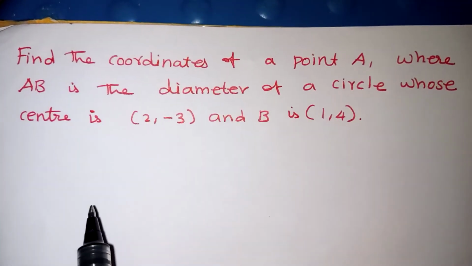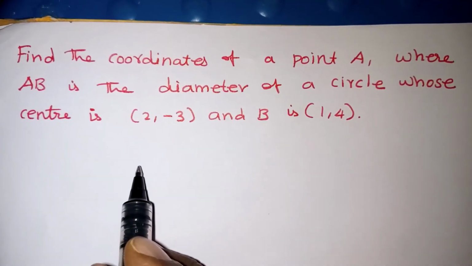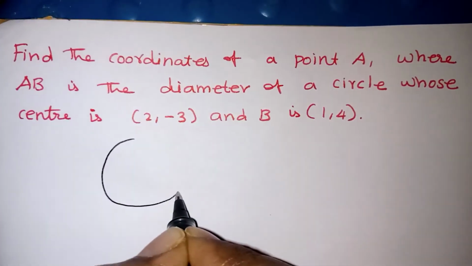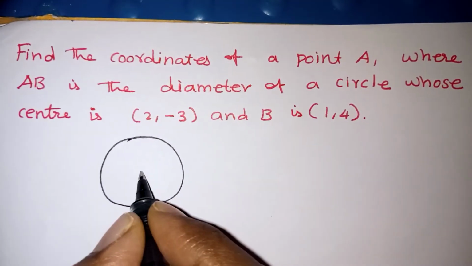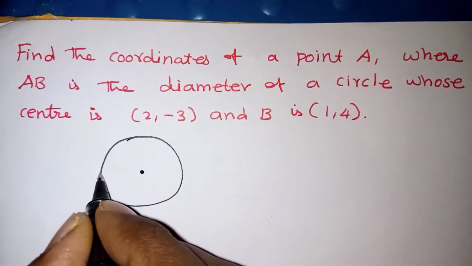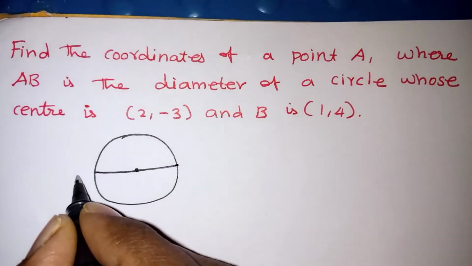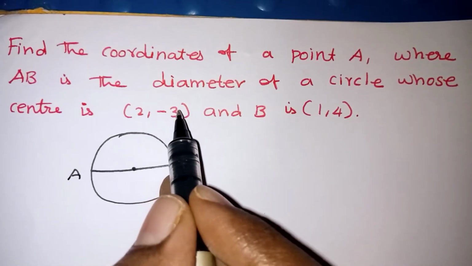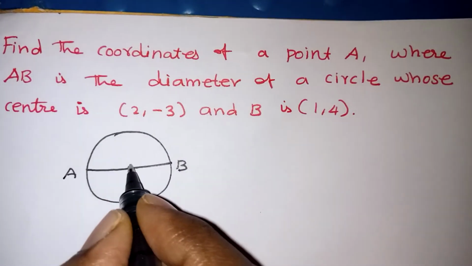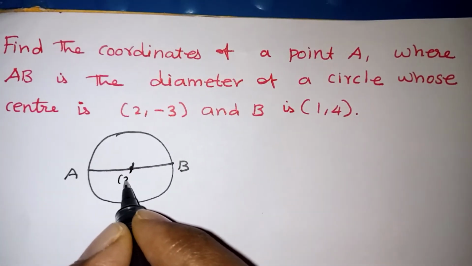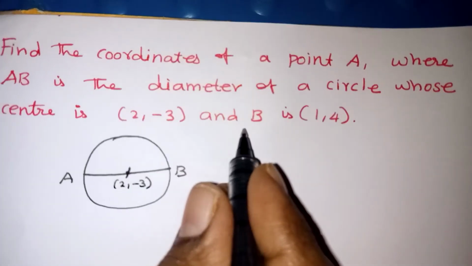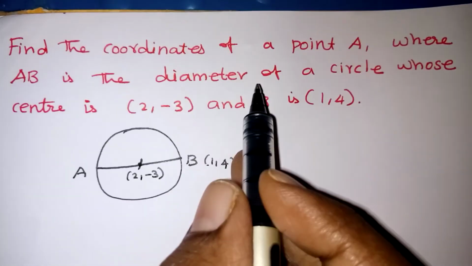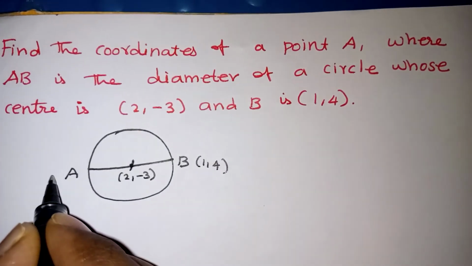Look at the next problem. Find the coordinates of a point A where AB is a diameter of the circle. There is a circle. AB is a diameter. Diameter is nothing but the line which passes through the center, or the longest chord of the circle we can also say. So this is my diameter. Diameter name is given as AB. So AB is a diameter of a circle whose center is 2, minus 3. The center point is given as 2, minus 3. And B point is 1, 4. This is 1, 4. Then we need to find the coordinates of the point A. The A point they are asking, this is our question mark.